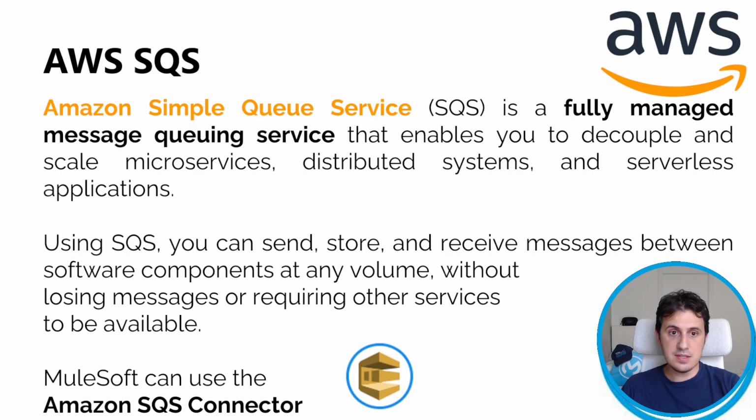AWS SQS, Amazon Simple Queue Service, is a fully managed message queue service that enables you to decouple and scale microservices, distributed systems, and serverless applications. Using SQS, you can send, store, and receive messages between software components at any volume without losing messages or requiring other services to be available. With MuleSoft, we can use the Amazon SQS connector.